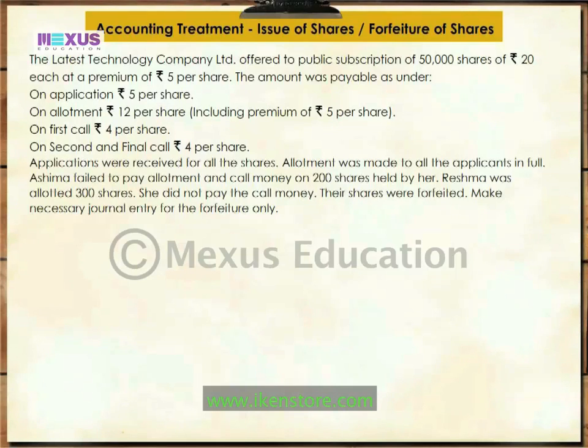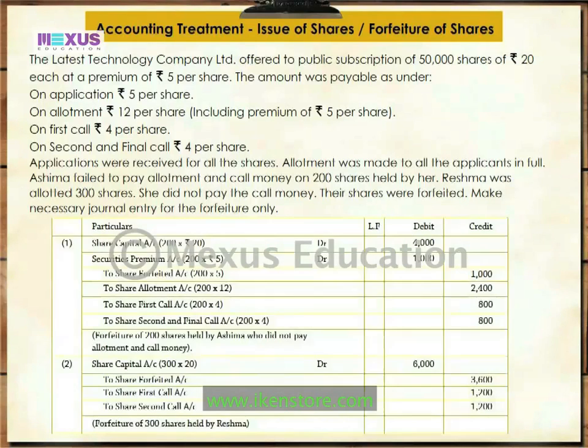Applications were received for all the shares. Allotment was made to all the applicants in full. Ashima failed to pay allotment and call money on 200 shares held by her. Reshma was allotted 300 shares. She did not pay the call money. Their shares were forfeited. Make the necessary journal entry for the forfeiture only.